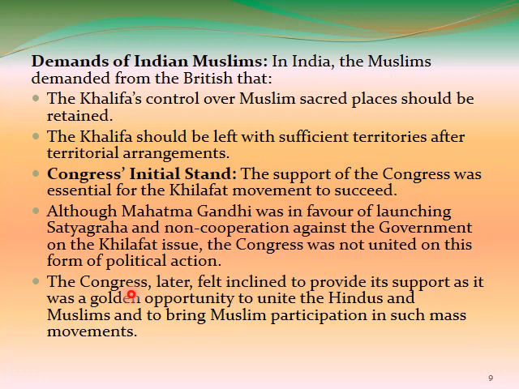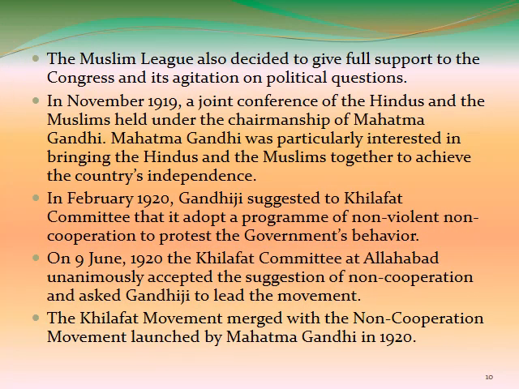The Congress later felt inclined to provide its support as it was a golden opportunity to unite the Hindus and the Muslims and to bring Muslim participation in such mass movements. Also, the Muslim League decided to give full support to the Congress and its agitation on political questions. In November 1919, a joint conference of the Hindus and the Muslims was held under the chairmanship of Mahatma Gandhi. Mahatma Gandhi was particularly interested in bringing the Hindus and the Muslims together to achieve the country's independence.